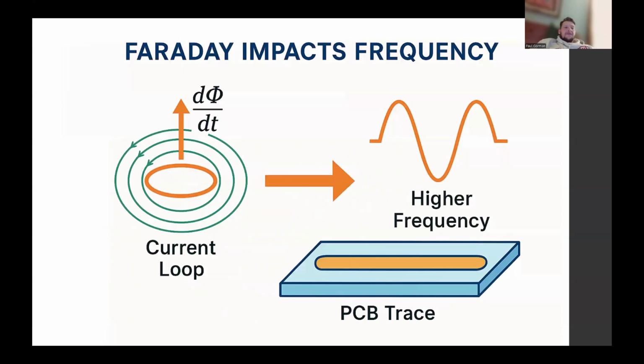Next, we apply Faraday's law. A changing magnetic field induces voltage in a nearby conductor. This is the physics behind crosstalk and why switching regulator loops must be extremely tight. High current changes with respect to time create strong changing flux, and nearby loops become an unintentional receiver.